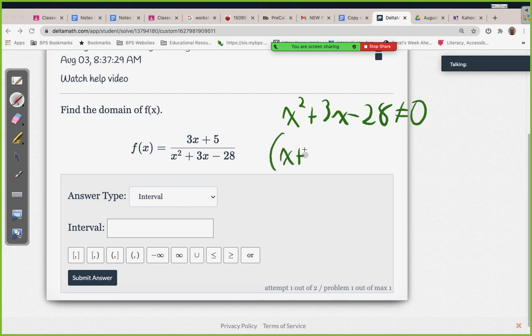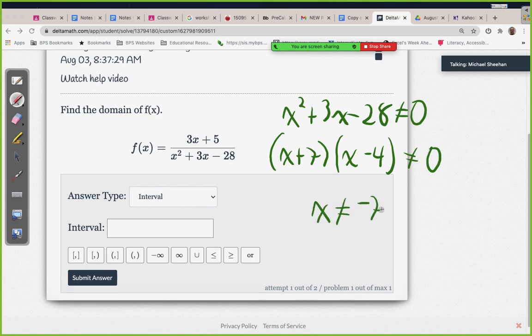Well, they're being nice to us here because we can factor this. Well, the two values that would make this equal 0 would be negative 7 and positive 4. So that means x cannot be negative 7 and positive 4.